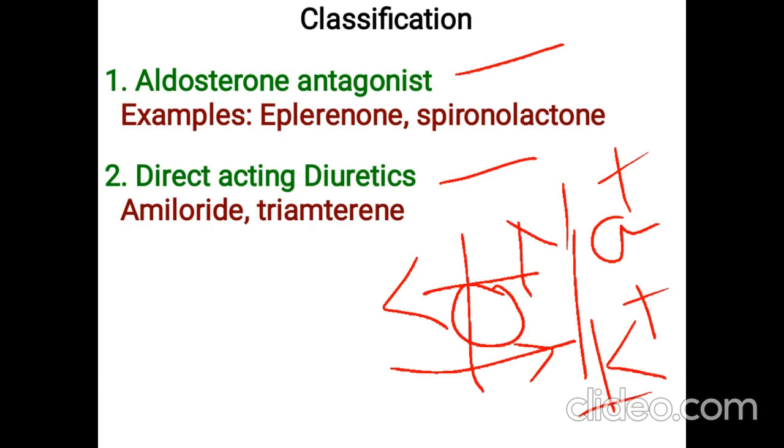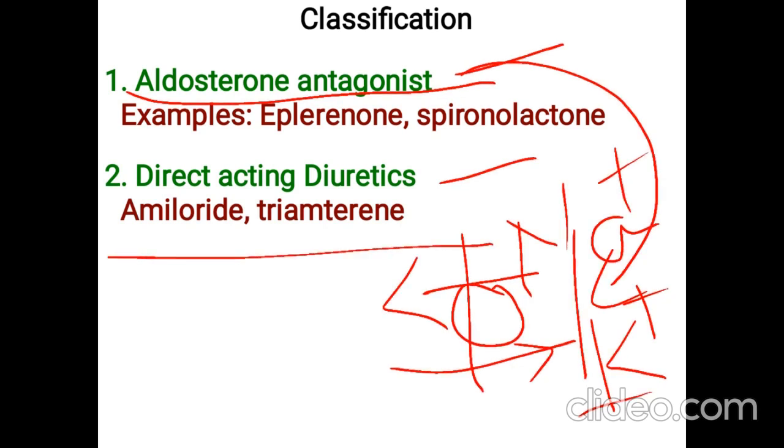Okay. So depending upon that, these site 4 diuretics are classified into two parts. One is aldosterone antagonist, second one is direct acting diuretics. The directly acting diuretics directly act on these antiporters and inhibit the reabsorption of sodium ions. But in the case of aldosterone antagonists, they are responsible to block the activity of aldosterone. Examples are eplerenone and spironolactone. These are the aldosterone antagonists, and directly acting diuretics are amiloride and triamterene.